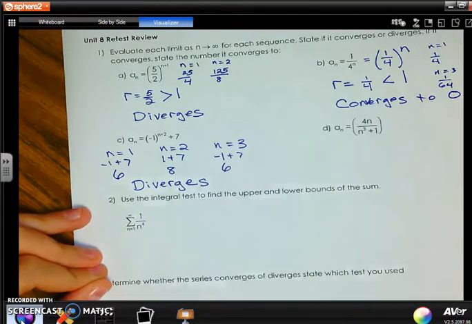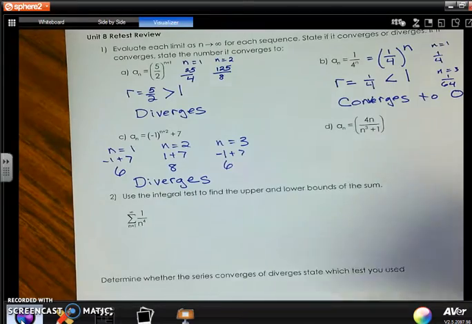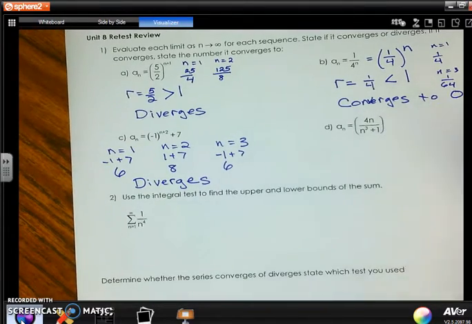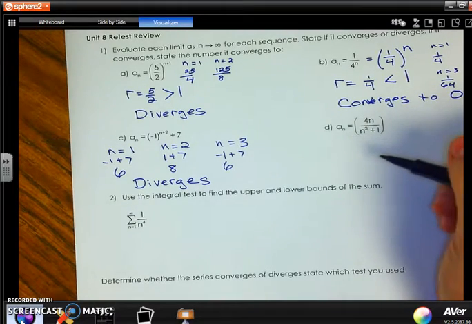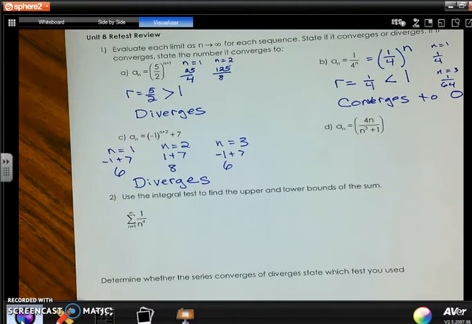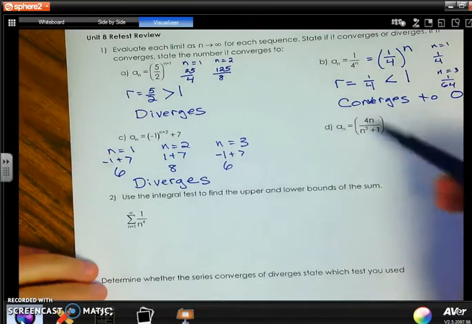Diverges. Okay. And remember, if it diverges, you don't have to say what it diverges to. It just diverges. A lot of times it would be infinity. In this case, it's oscillating, so it's not diverging to anything. All right. Next, we have this one down here.